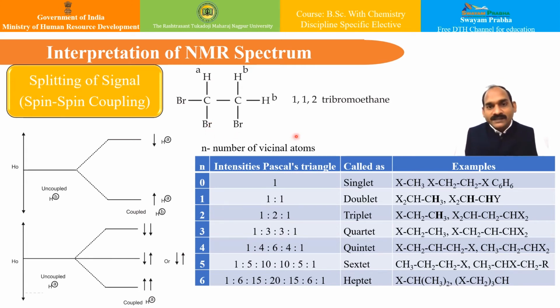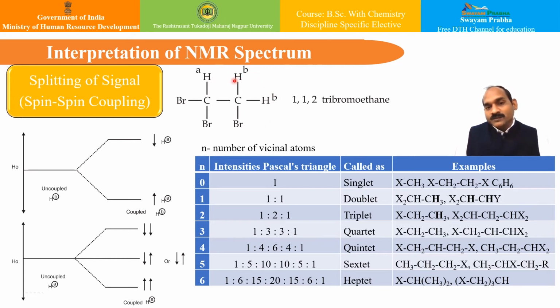For example, take the structure of 1,1,2-dibromoethane. This molecule is expected to give two signals in the ratio of 1:2, because there is a single proton of the A environment and 2 protons of the B environment. Now the A kind of proton generates its own field, in or opposite to the direction of the applied magnetic field, and hence the effective field experienced by the B kind of proton will be either higher or lower than the applied magnetic field.